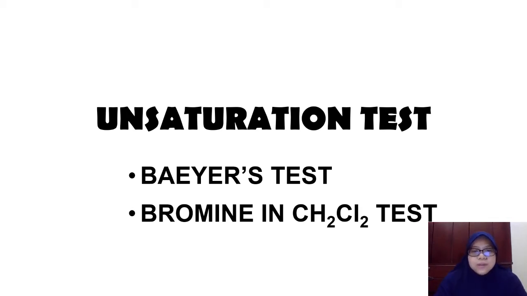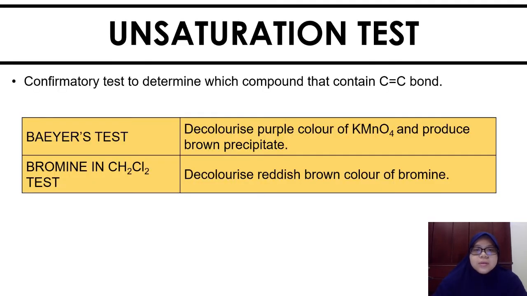So for today's video, we will study the unsaturation tests, which are the Baeyer test and the bromine in dichloromethane test. So what is an unsaturation test? An unsaturation test is a confirmatory test to determine which compound contains a carbon-carbon double bond. So the compound that contains a carbon-carbon double bond will give you the positive observation in those tests.